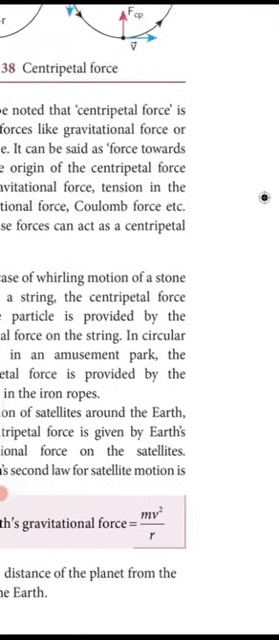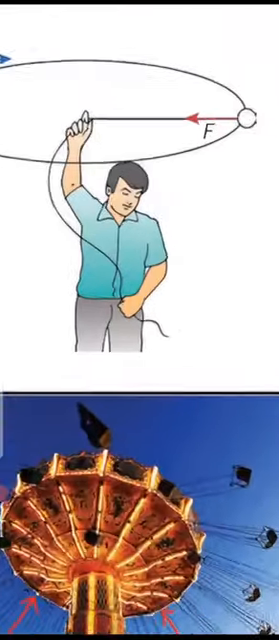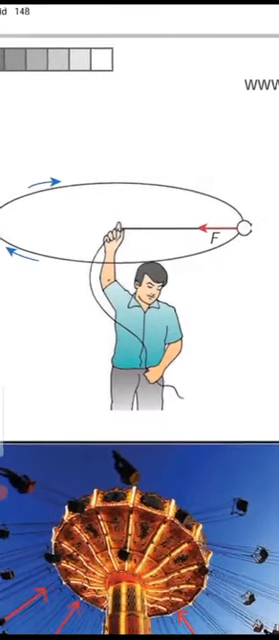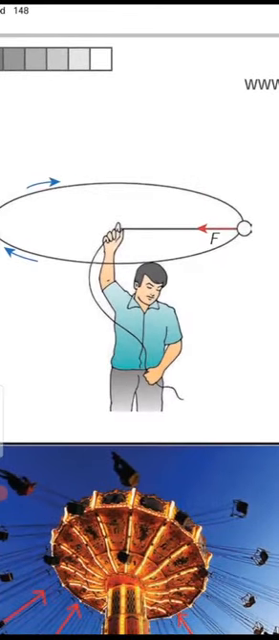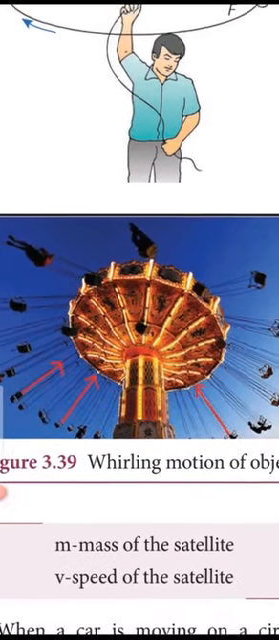First see these two diagrams. See the first diagram: a man holding a string, with a stone tied to the string. In the whirling motion of a stone tied to a string, the centripetal force on the particle is provided only by the tension in the string. Due to that only, the centripetal force is acting here. And see the second diagram.